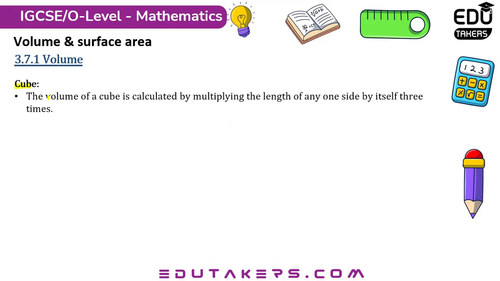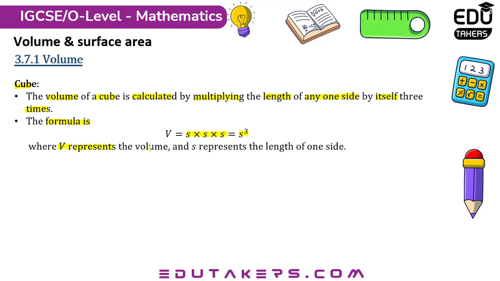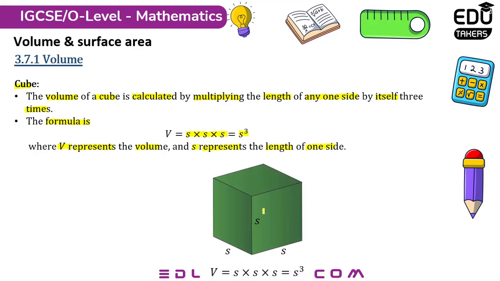Cube. The volume of a cube is calculated by multiplying the length of any one side by itself 3 times. The formula is V equals S times S times S equals S cubed, where V represents the volume and S represents the length of one side, as given.